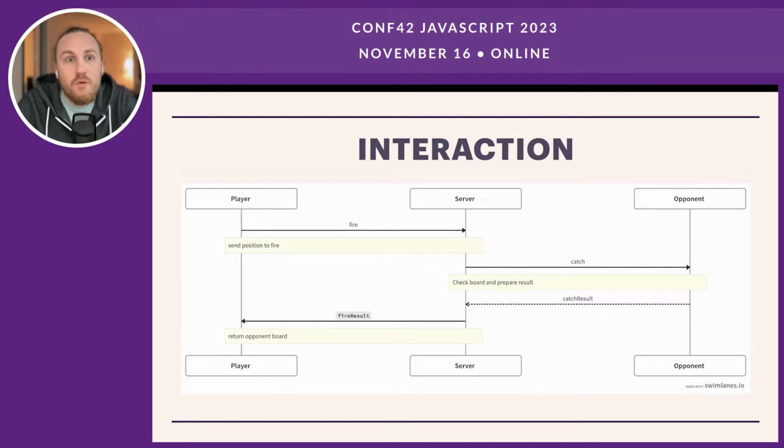And how is the interaction going to be between the player, the server and the opponent? When a player checks some position on the board, it sends it to the server, and the server asks the opponent what happens on this position. The opponent responds with a status. Then the user can make another move, get the new board status, and the server makes some cache for it and returns the results for the player.